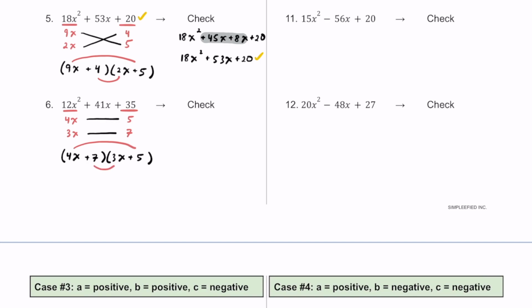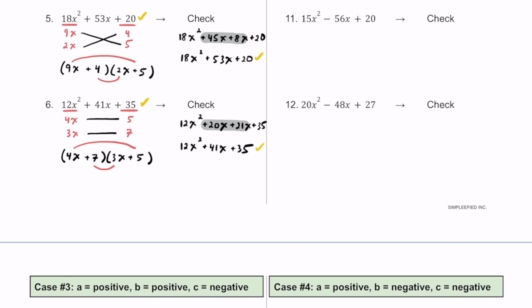If we check this to see if we factored correctly, multiplying these, we're going to get 12x to the second power. If we do the outers and the inners, 5 times 4 is 20, so we should have 20x. On the inners, 7 times 3 is 21, that's 21x. And then finally, the 7 times 5 is 35. If we combine those like terms in the middle, 20 plus 21 is 41, so we have 12x squared plus 41x plus 35. Seems to work out, so we factored correctly.